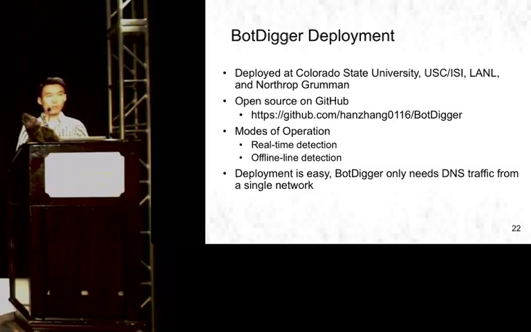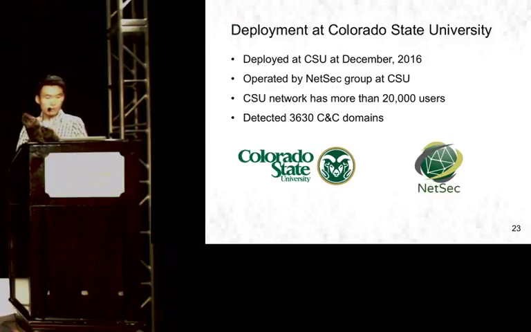There are two modes there. You can run it in real time. You can mirror port DNS traffic to some box and run BotDigger there to detect the DGA bots in real time. Or if you have some PCAP files, you can run our BotDigger offline and detect some bots there. We deployed BotDigger at CSU since December last year. And this tool is currently operated by the NetSec group at CSU. And we have more than 20,000 users there. And I will go to the detected CNC domains in the later slides.